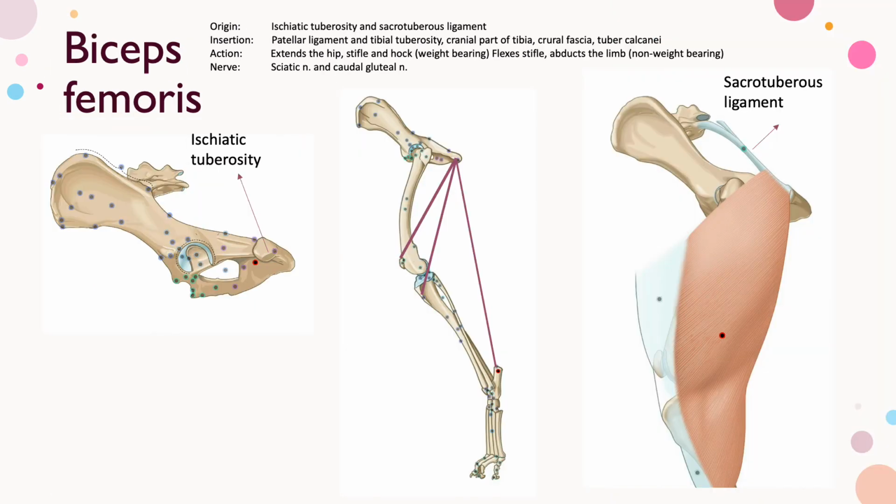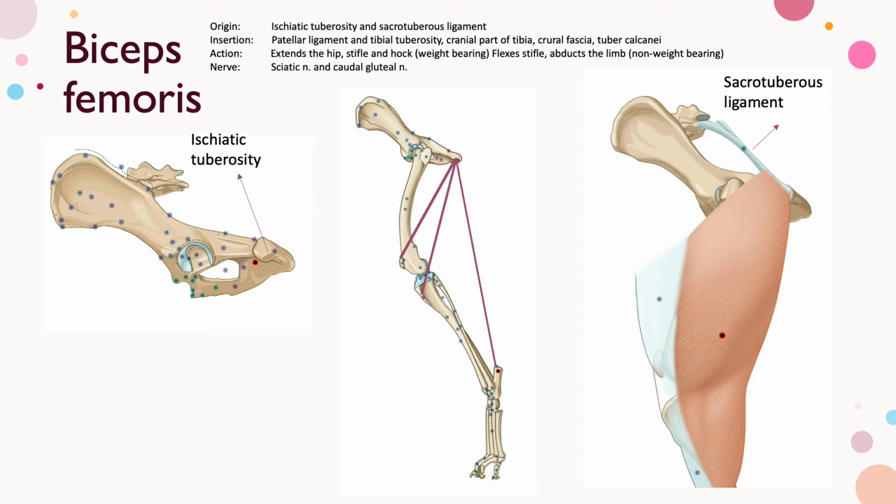So the next muscle and the last one is the biceps femoris. So it originates from the ischiatic tuberosity and the sacrotuberous ligament. So that's that ligament that I've highlighted to you before, but you can see it clearly on this diagram here. And then it inserts down onto the patellar ligament, the tibial tuberosity, the cranial part of the tibia, the crural fascia and the tuber calcaneus.